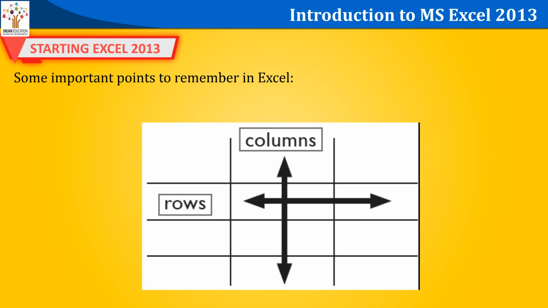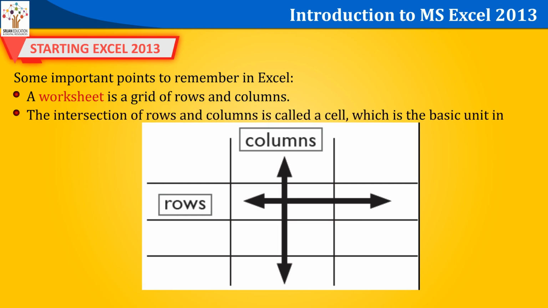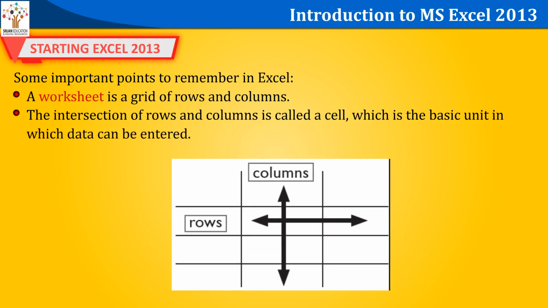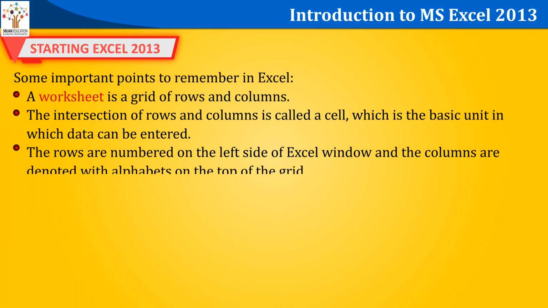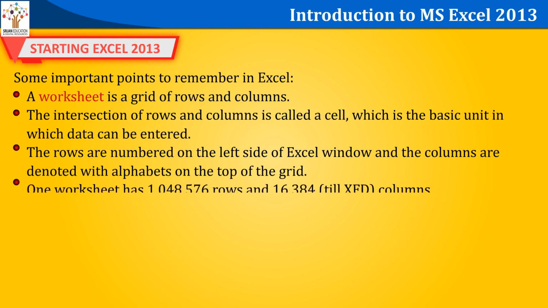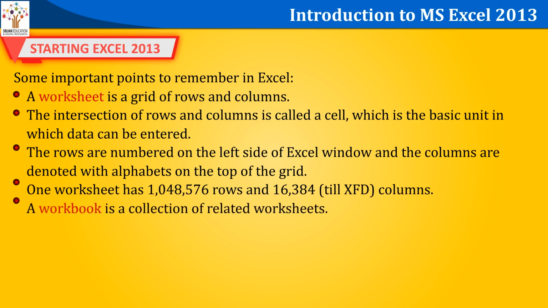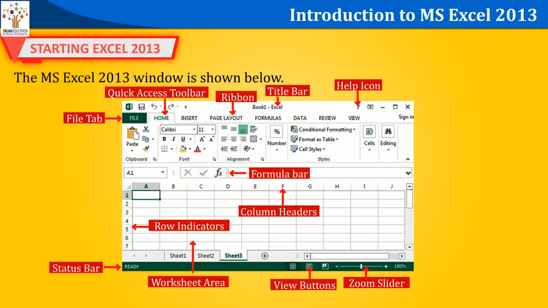Some important points to remember in Excel. A worksheet is a grid of rows and columns. The intersection of rows and columns is called a cell, which is a basic unit in which data can be entered. The rows are numbered on the left side of the Excel window and the columns are denoted with alphabets on the top of the grid. One worksheet has 1,048,576 rows and 16,384 columns, till XFD. A workbook is a collection of related worksheets. The MS Excel 2013 window is shown below.